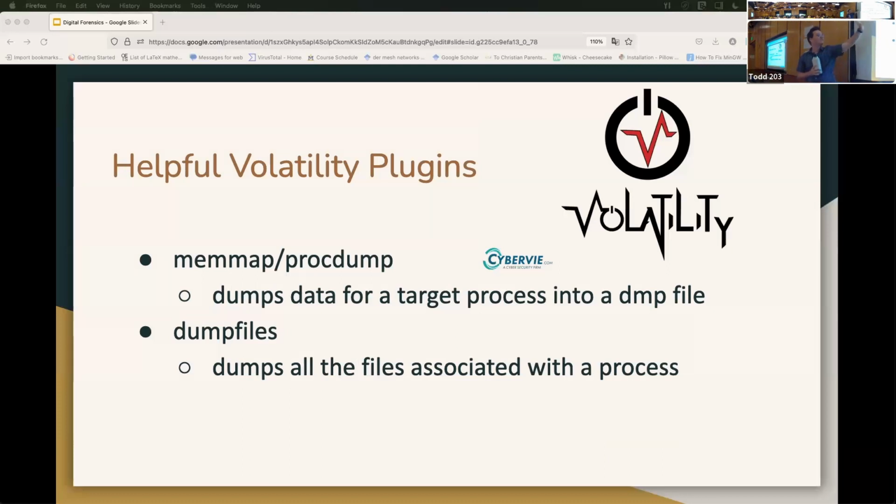Memmap and procdump. The reason both of those are up there is Volatility 2 versus Volatility 3. This dumps data for a target process into a dump file that we can then run certain commands on. And again, we'll be doing all of this in a minute. But dumpfiles is another plugin. We can give it a process ID. Be careful not to just type out dumpfiles without giving it a process ID, and I'll show you how to do that. But that will dump all of the files that the memory file has onto your system. You probably want to get out of that as quick as possible because that is a lot of data that we don't want.